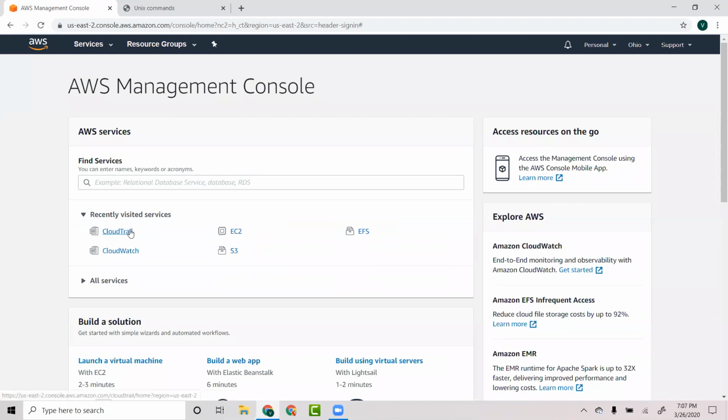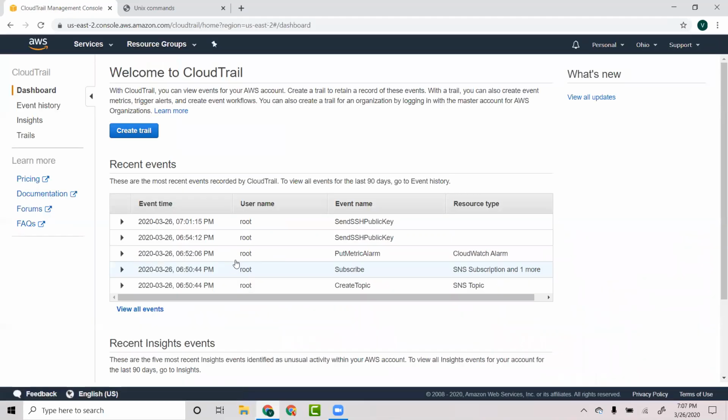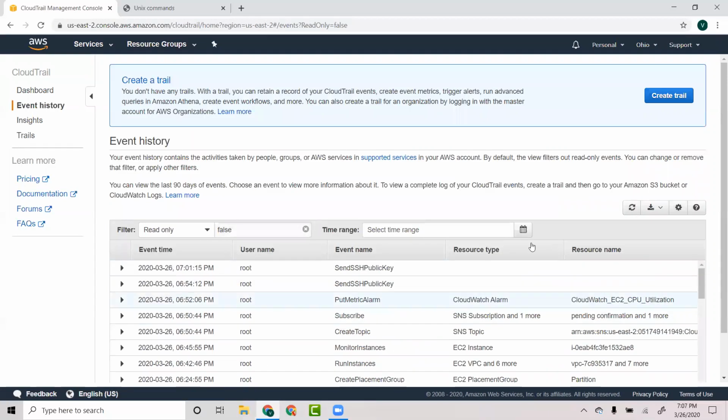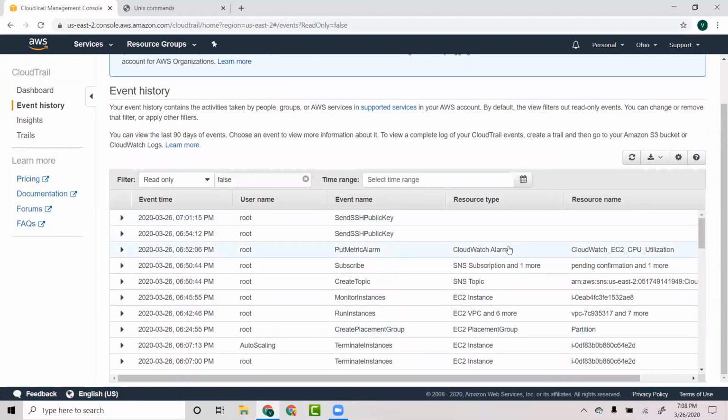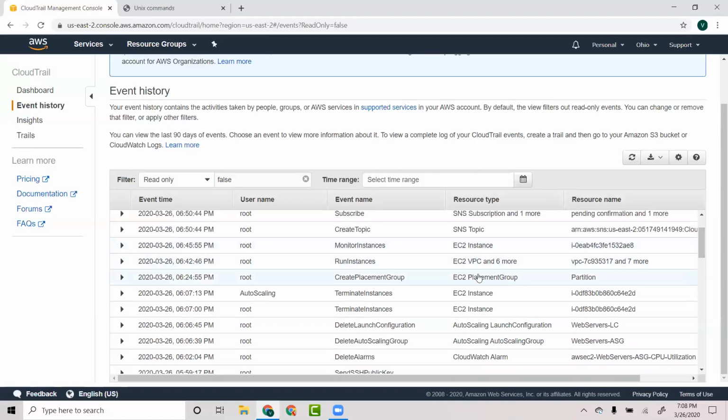That is why CloudTrail is saying that the root account has created this. Root account has created, see that send SSH public key. Show me all of that. And then root account has created a CloudWatch alarm. Root account has created an SNS subscription and one more, Simple Notification Service, SNS topic got created by root account. EC2 instance got created by root account. Monitor instances, the EC2 instance is getting monitored by root account. EC2, VPC, and 6 more are done by root account. I was playing with something called placement group earlier, so that's done by root account.